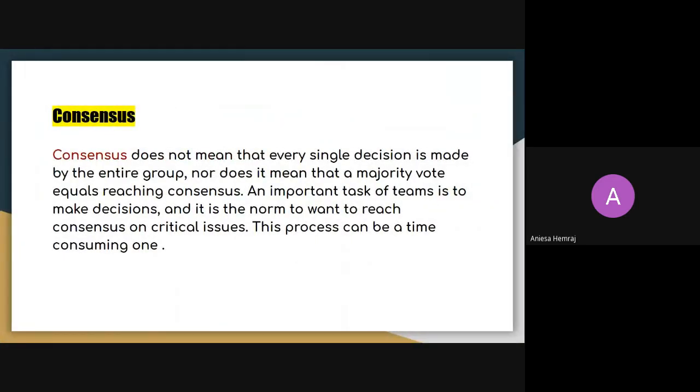Consensus does not mean that every single decision is made by the entire group, nor does it mean that a majority vote equals reaching consensus. An important task for teams is to make decisions, and it's the norm to want to reach a consensus on critical issues. This process can be a time-consuming one.